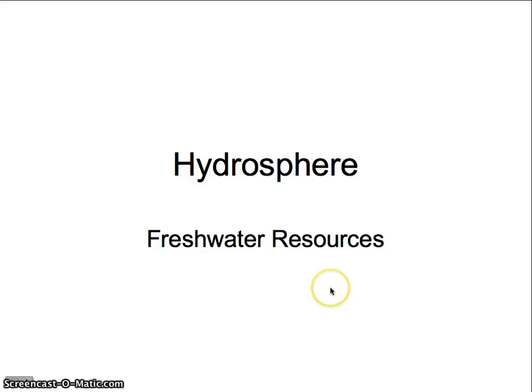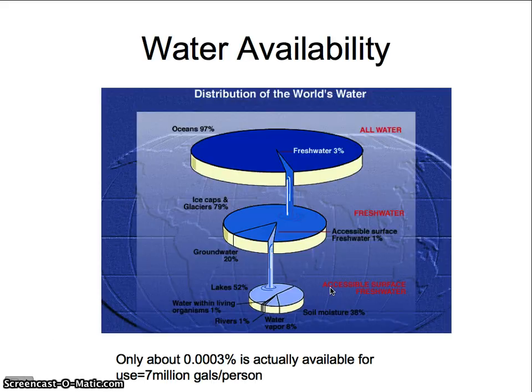Okay, so today we're going to talk about hydrosphere and freshwater resources. The first thing that we talk about is water availability. What is the distribution of the Earth's water? Well, if we look at this graphic, the very top of it looks at all water on the planet.